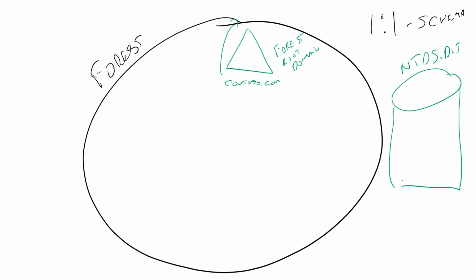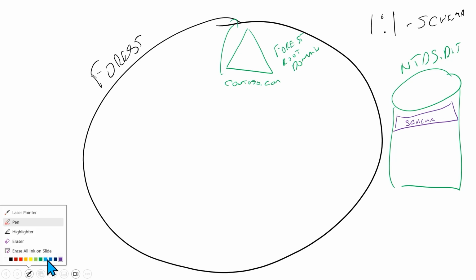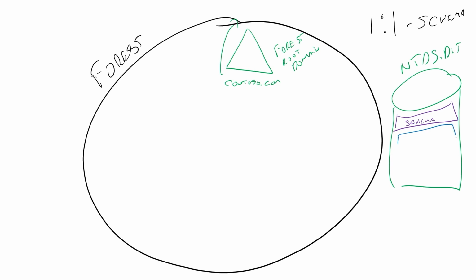And you're going to hear us use the terms called partitions shortly. Inside of that database, we are going to have what is called the schema partition. That schema partition is going to have all the definition of all the objects that we're going to be able to have in this forest. There's a partition called the config partition that talks about the configuration of the objects in your forest. So we have a config partition in this file called ntds.dit.